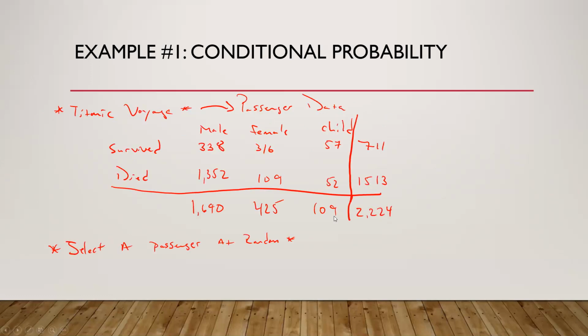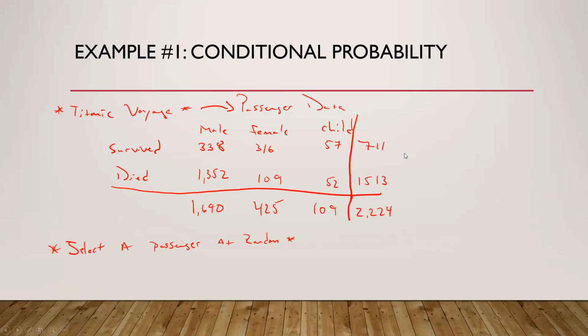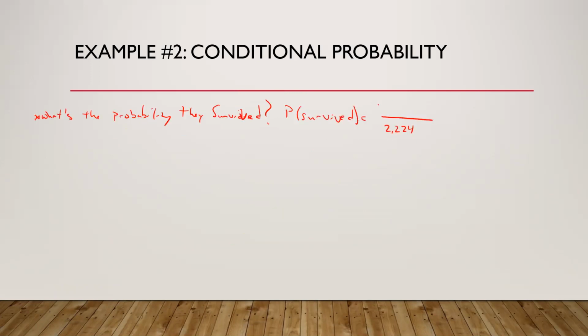Well, to do this problem, it's pretty easy. How many total passengers are there? 2,224. All right, so that's going to be the number of ways you could select people. Going back, how many people survived the Titanic? 711. So if you plug this in your calculator, you get roughly 42% of people survived the Titanic. Which isn't bad, you know, it's not great, not the worst.